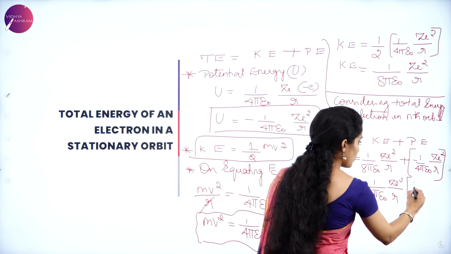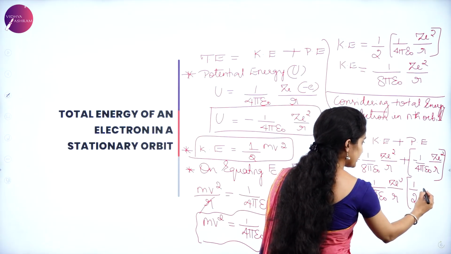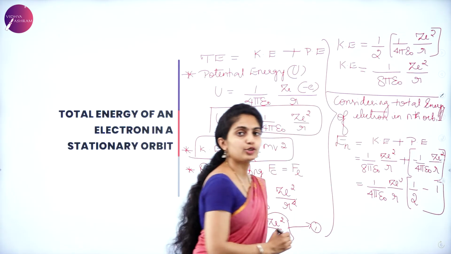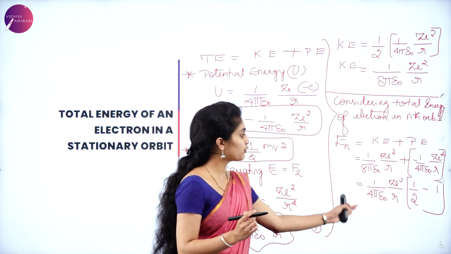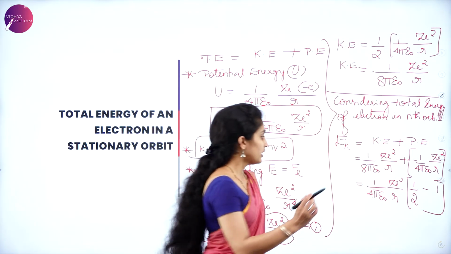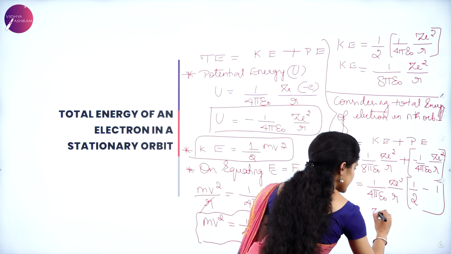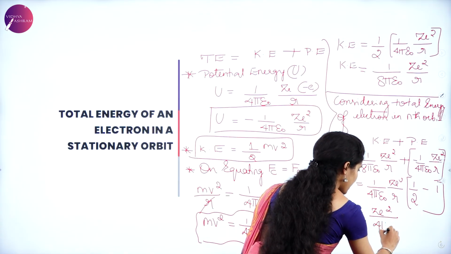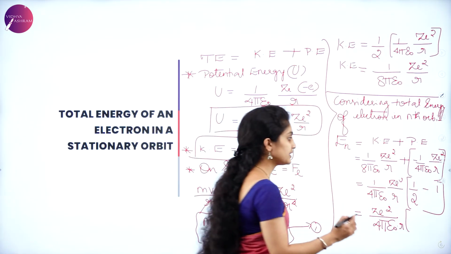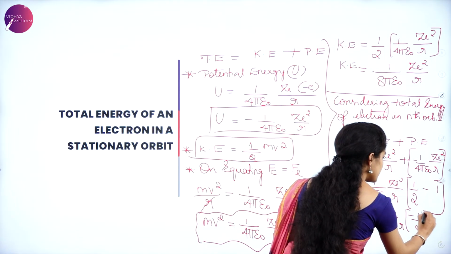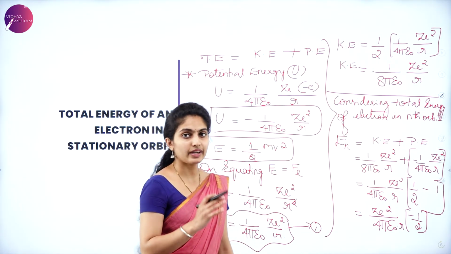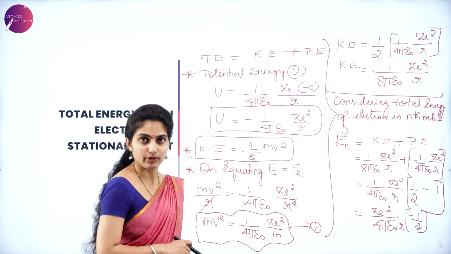So what happens inside? It is 1 divided by 2, plus into minus is minus, and it is 1. So 1 divided by 2 minus 1 is taken in the bracket, with 1 by 4 pi epsilon naught z e square by r taken outside as common. Now again on equating we have z e square divided by 4 pi epsilon naught into r and half minus 1. When you take out the LCM you will get a negative sign and it is half. So again what do we have in our hands? It is minus z e square divided by 8 pi epsilon naught r.